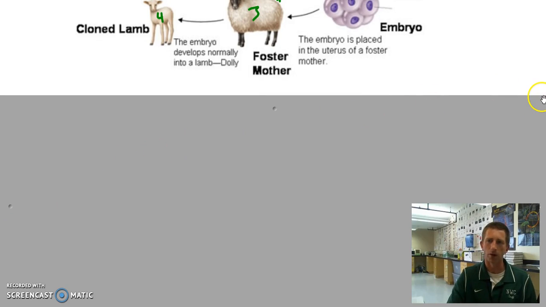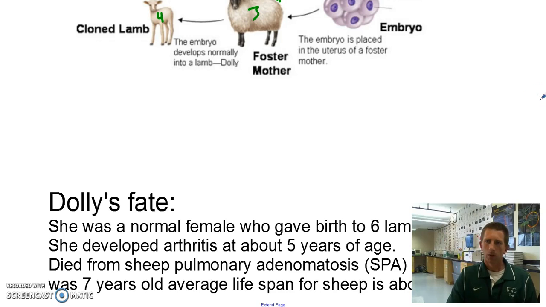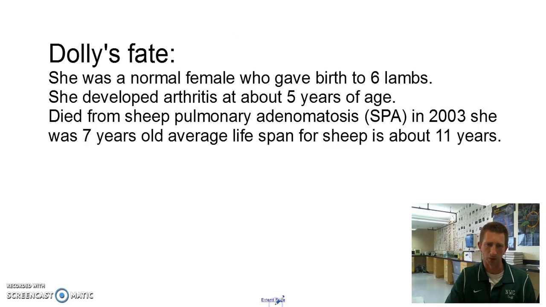And no, there are no records of man-made human clones. Obviously, identical twins are normal human clones. But one of the interesting things is that Dolly did go on to have a normal life for a sheep. She gave birth to 6 lambs. However, she developed arthritis at the age of about 5 years, while sheep live to a grand old age of about 12 years. So developing arthritis at age 5, that's a little bit early.